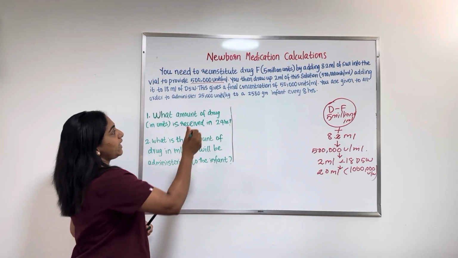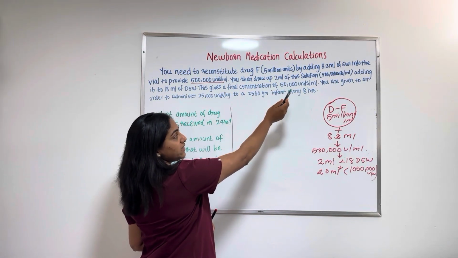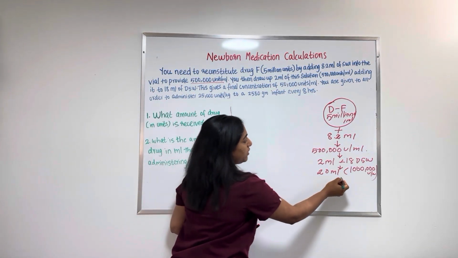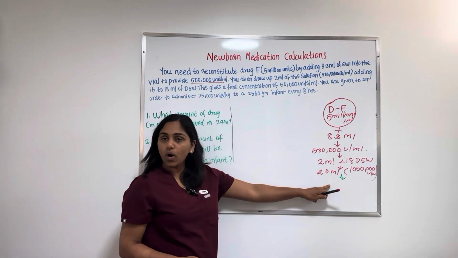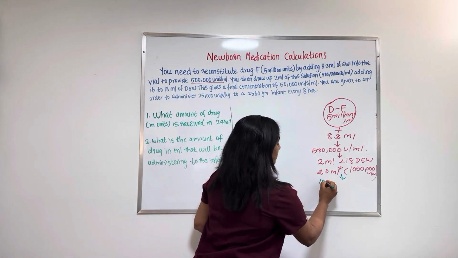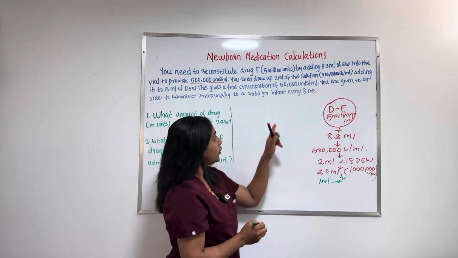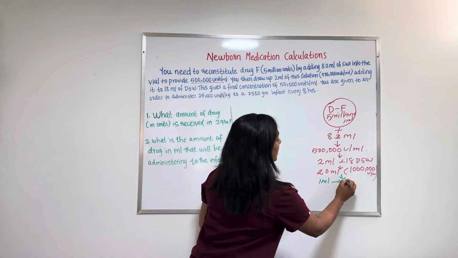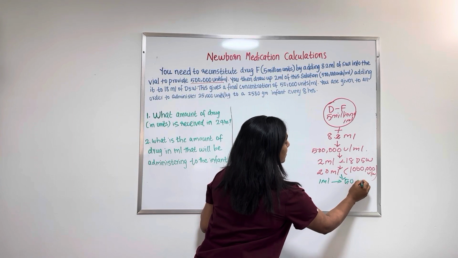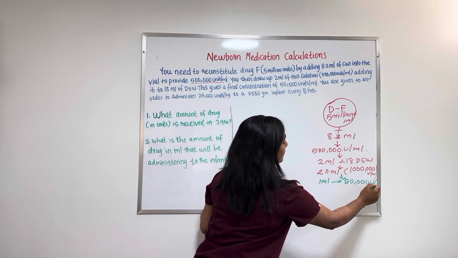Now we can see this gives us a final concentration of 50,000 units. That means when you take 1 ml of D5W with that added medication, you will get 50,000 units per ml. Okay.